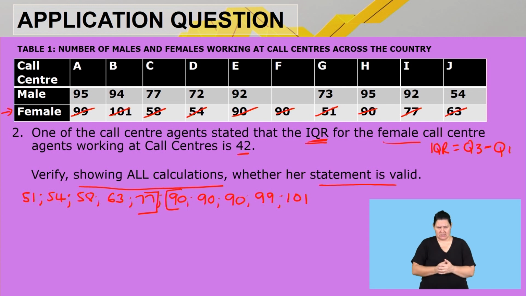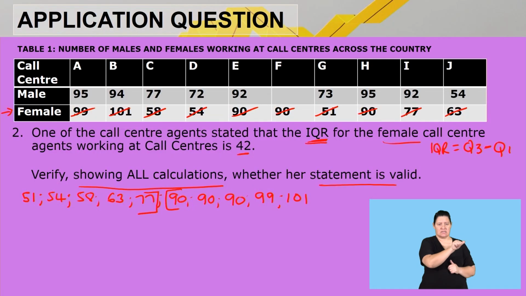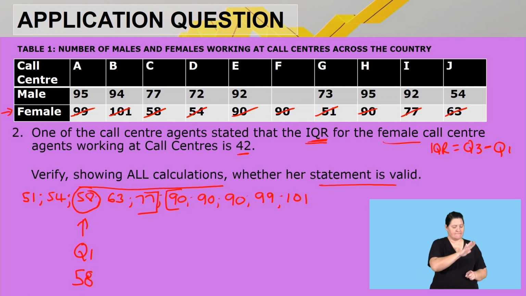What needs to happen now, I'm going to work with the left-hand side as if that's my only data set. So 51, 54, 58, 63, and 77. I'm going to find the median, right? Looking at this, I'm sure you'll agree that 58 is exactly in the middle. So therefore, 58 now becomes my quartile 1. Let me write it down so that you can see. So quartile 1, the lowest quartile, is 58.